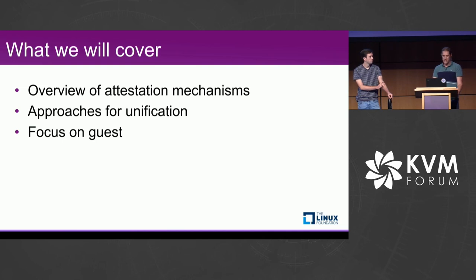So what we're gonna focus today is we're gonna do a quick overview of various attestation mechanisms that we find in the architectures today. Not all of them, but most of them. And then we'll discuss various approaches or ways in which we can unify or reduce duplication between these mechanisms. And our focus here in this talk is on the guest side. So there's a lot to be done on verification of the attestation, and various stuff should be done at the owner's side and the other part, but that's not what we're going to discuss today.